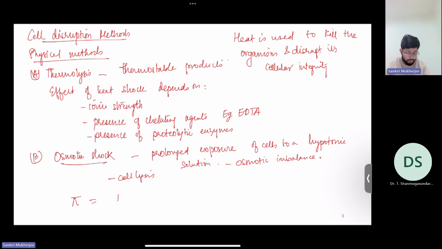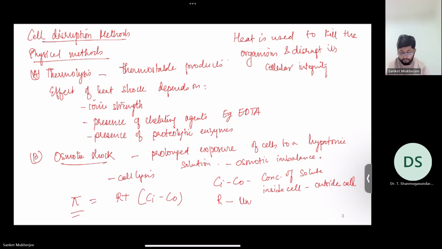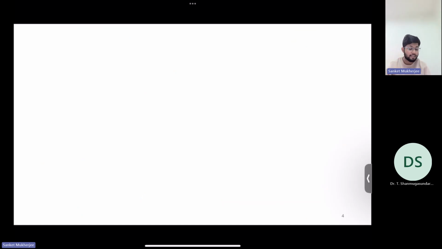There's van 't Hoff's equation: pi equals RT(Ci minus Co). Ci minus Co is the concentration of solute inside cells minus outside cells. That is the main driving force behind the osmotic pressure, pi. R is the universal gas constant and T is the absolute temperature, in Kelvin. Each cell has a different susceptibility towards osmotic shock. For example, RBCs can be easily lysed. But plant cells, or bacterial cells, have a very thick cell wall, and osmotic imbalance usually is not sufficient to break the cells.